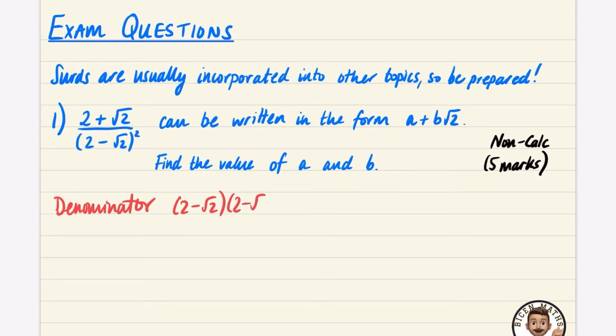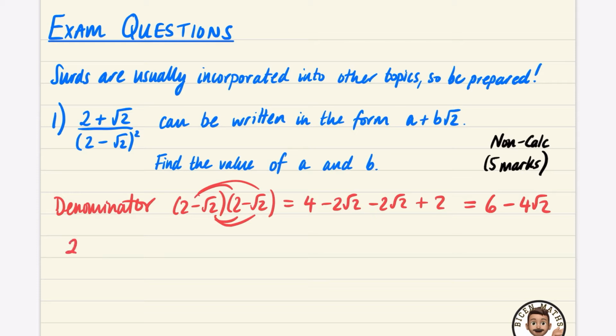It might help to write that out as double brackets. So it's going to be 2 times 2, which is 4, 2 times minus root 2, which is minus 2 root 2. We then have another minus 2 root 2, and at the end we have a plus 2, because this times this is a plus, because of these two negatives. So when we simplify this, the 4 and the 2 makes a 6, and we have minus 4 root 2. So the question is actually 2 plus root 2 over 6 minus 4 root 2.